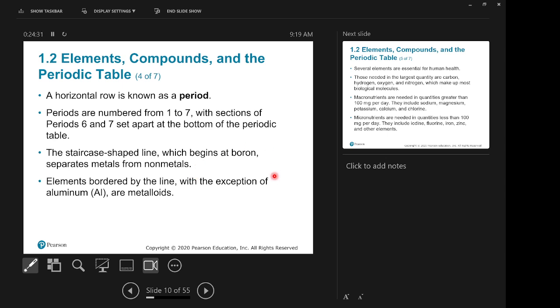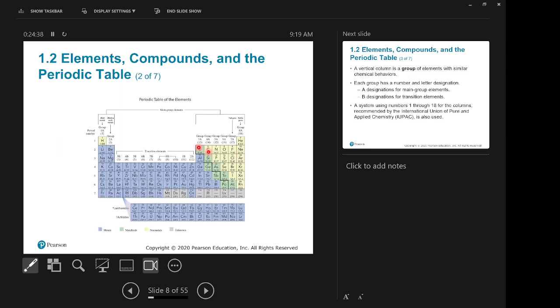The staircase-shaped line, this is going to be again at boron, and it's going to separate the metals from the non-metals. That's that staircase that I was pointing to before, where I was talking about metalloids. Okay? And so everything to the left of this staircase, here, everybody see the zigzag staircase?